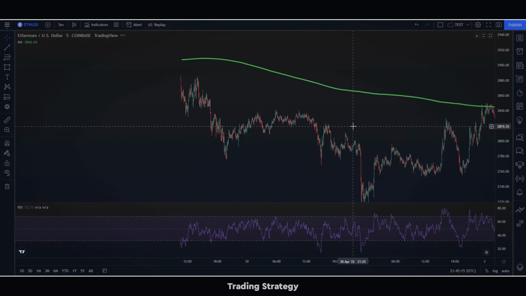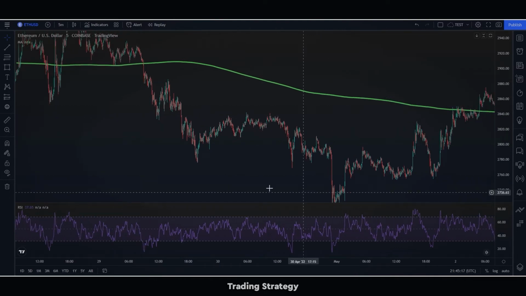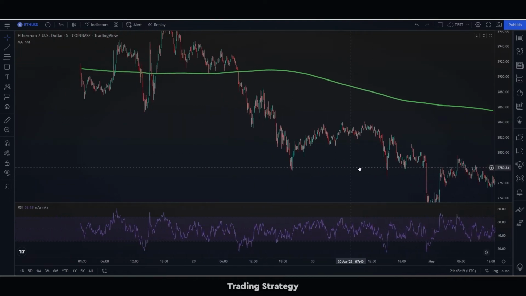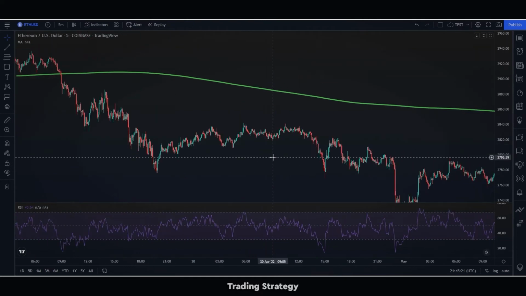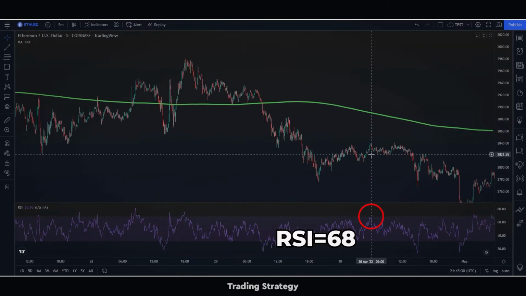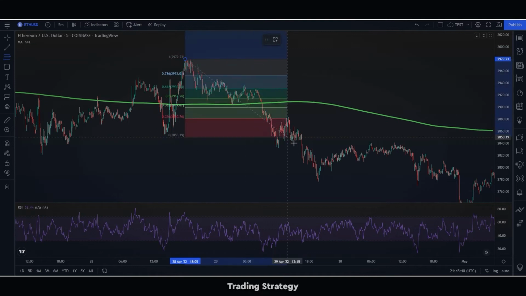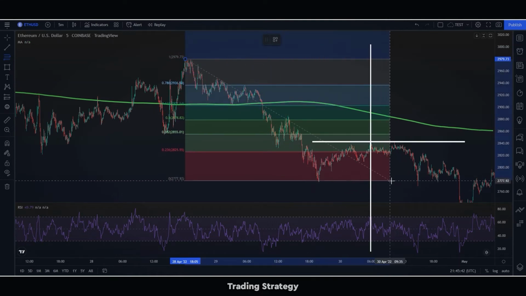Let's look at an example of a sell operation. The first thing you will do is wait for the price to be below the moving average. In case it does, we will wait for the RSI to touch 68. If it does, we will plot the Fibonacci levels from the beginning of the trend to the low point and see if any of the levels coincide with the 68 of the RSI.